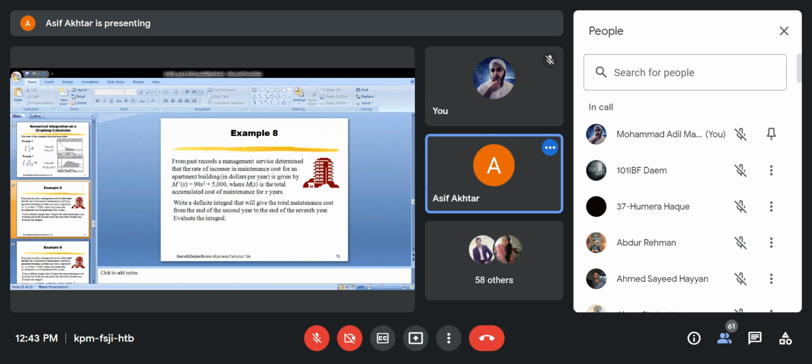Now, what is our question? The manager is interested in calculating the total maintenance cost. So the question here is that from marginal cost we are moving towards total cost.